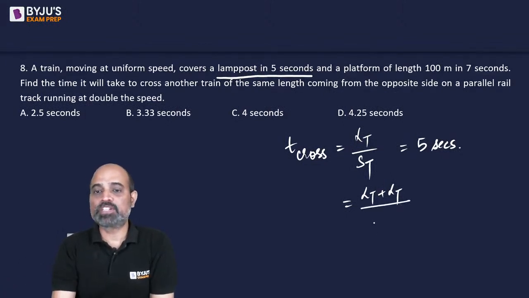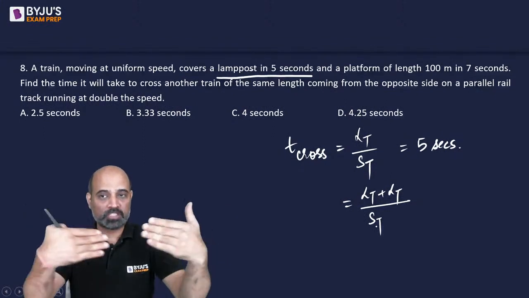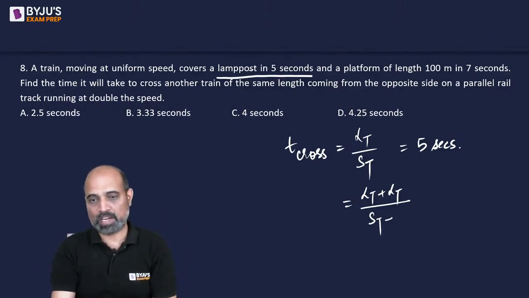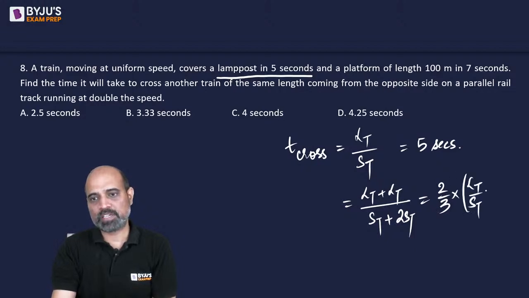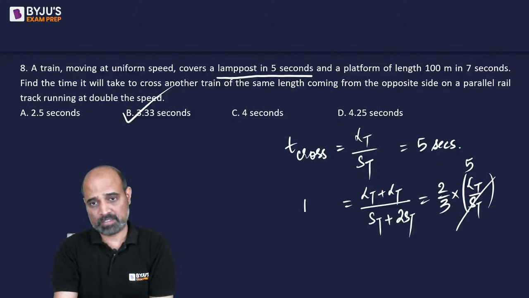And the speed of the trains is not ST. ST की जगह sum हो जाएगा because they are coming from the opposite side. So opposite direction में, one is ST and another is 2ST, right? So this changes to 2/3 of what LT upon ST will give me. So 5 seconds था ना, तो ये 10/3, 3.33 हो जाएगा. That's why I said this is pretty easy.